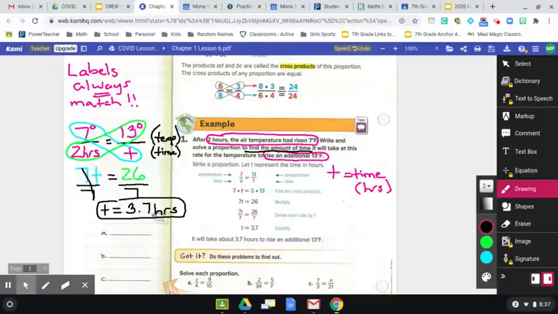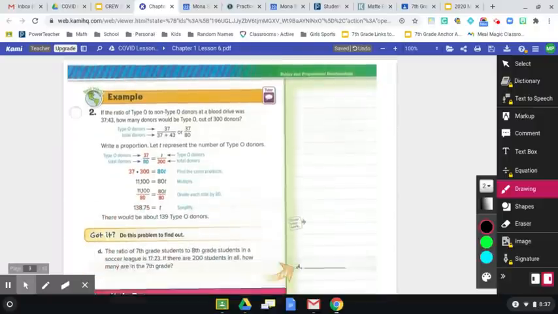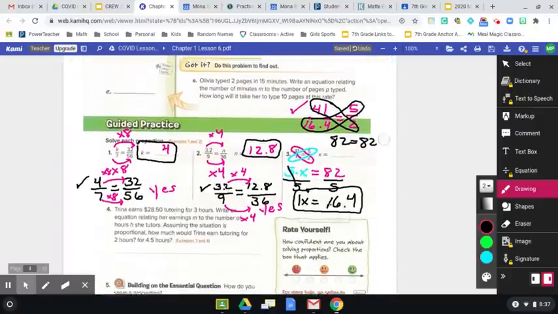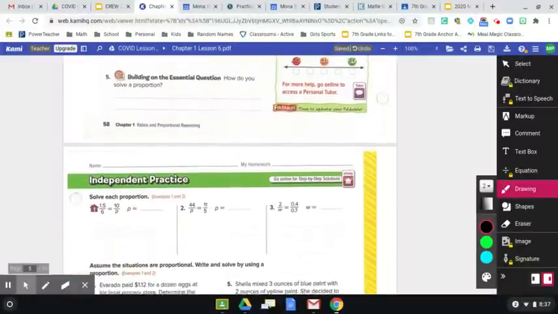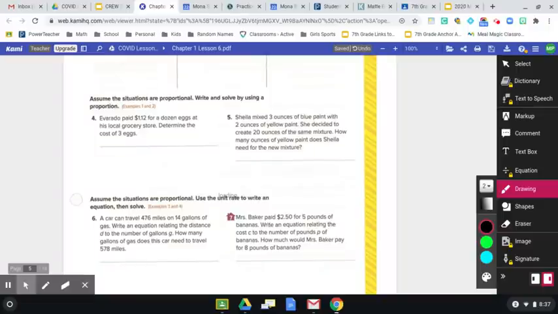Okay, so let's try one more together. We're going to go to page, we're going to do the independent practice. So scroll down. And we're going to go to number 4. So number 4 on the independent practice is on page 59. Page 59. Okay, so number 4 here.